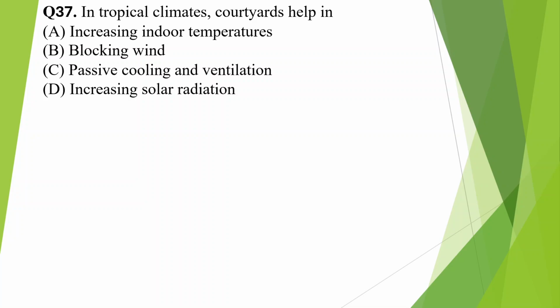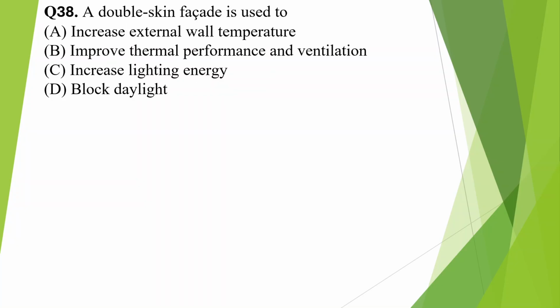This courtyard will be mainly helpful for passive cooling and ventilation purposes in tropical climates, not other options like blocking wind or increasing solar radiation. This is not the primary focus of constructing courtyards. Option C is the correct answer. So let us move to question number 38.